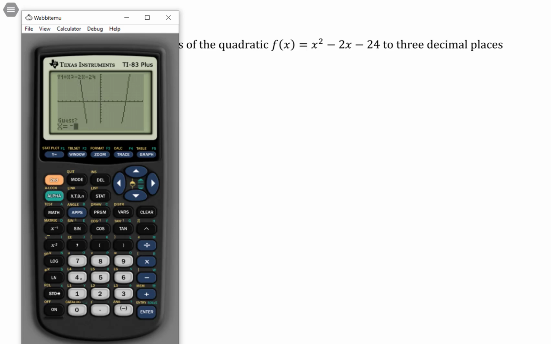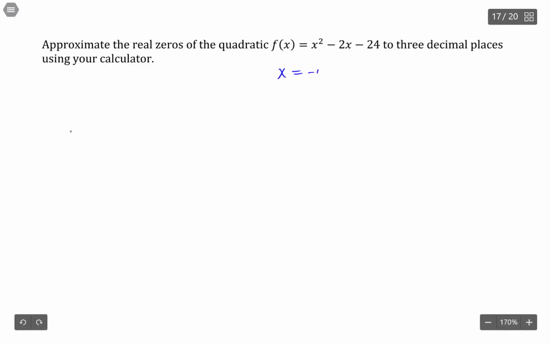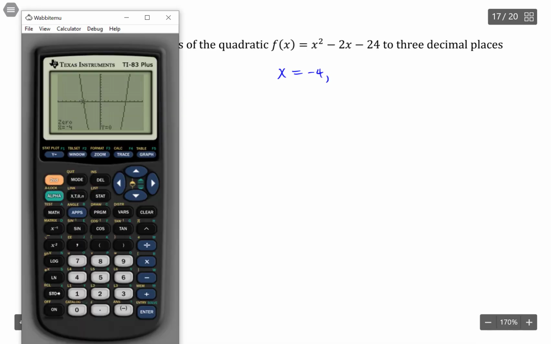The initial guess really just gives the calculator's function that's making the approximation a place to start. And it turns out it actually is at -4. So there's the zero. So we have proven that this first zero is at -4.